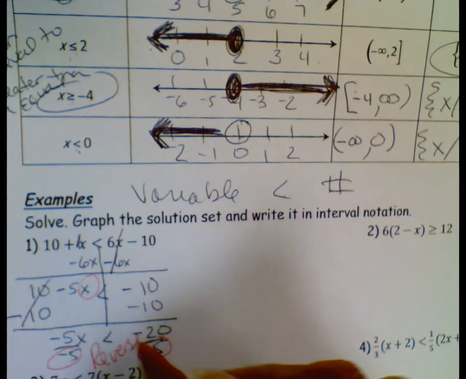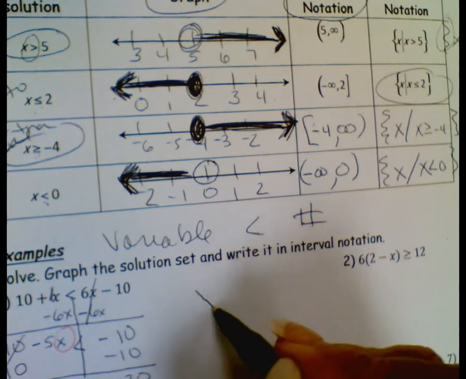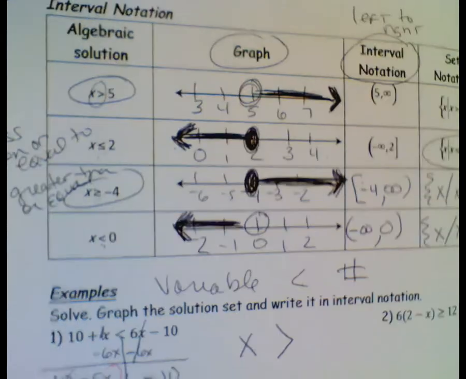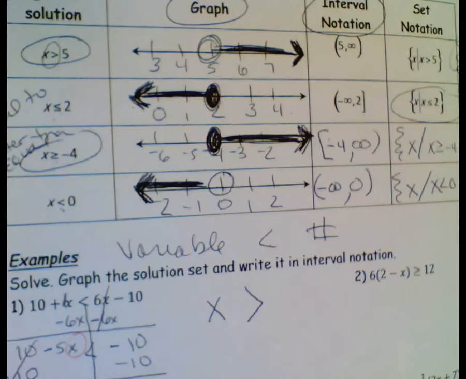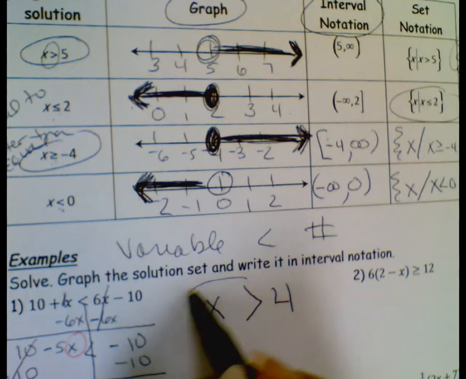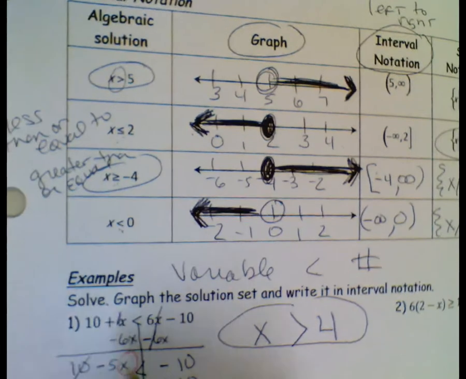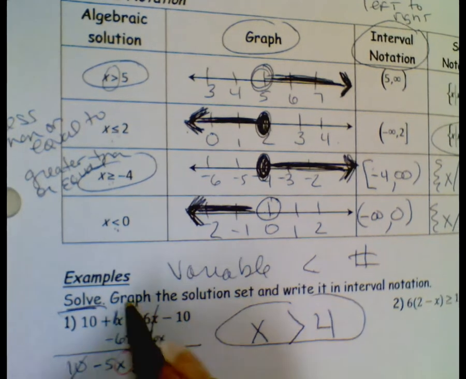So reverse the inequality. Now, two negatives make a positive, so that is x. It was less than, now it's greater than. And negative 20 divided by negative 5 is positive 4. Where it says solve, you have solved it. That's 3 points. Now it says graph it.